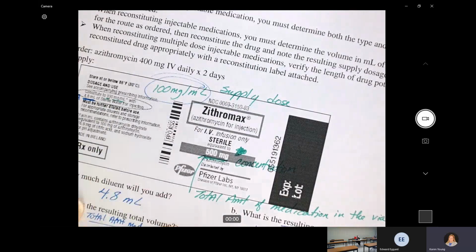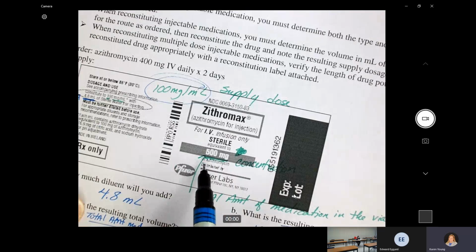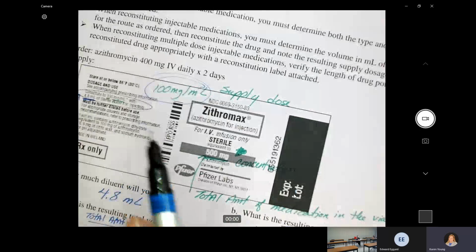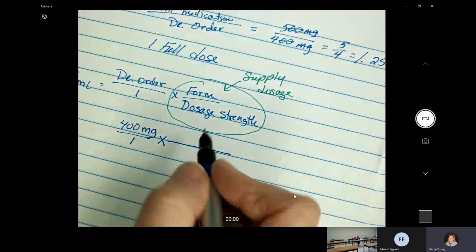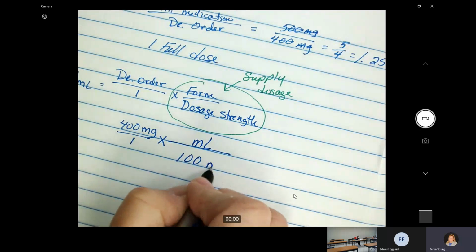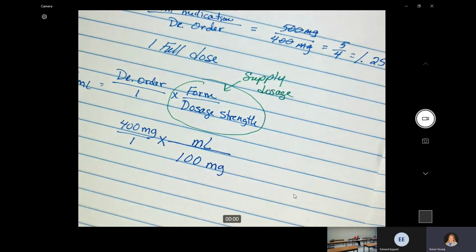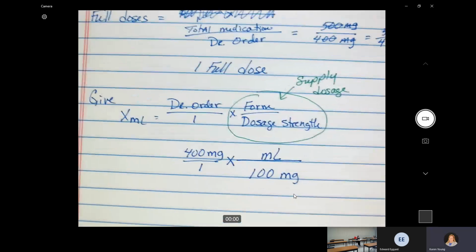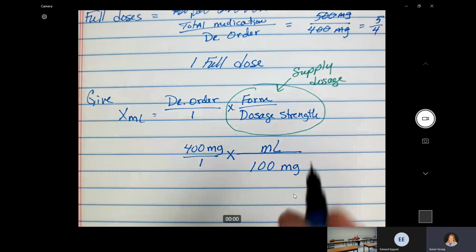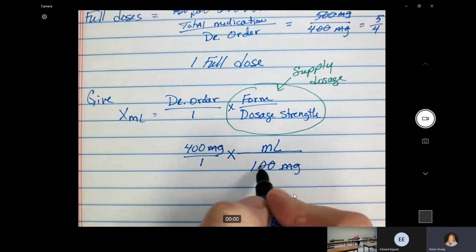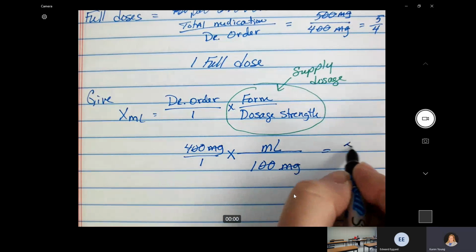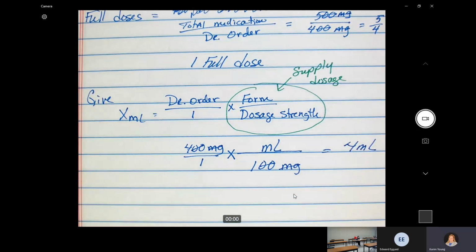Okay, it's what's written in this fine print. Again, the 500 milligrams is the concentration, so we don't want it. We want our supply dosage, so 100 milligrams per milliliter. My form is milliliters. My dosage strength is 100 milligrams. Then just like we've been doing, milligrams cancel, my zeros cancel. I'm left with 4/1. So I'm giving 4 milliliters for one dose.